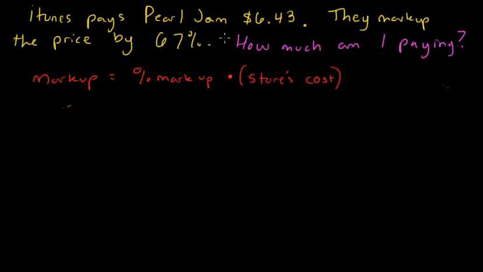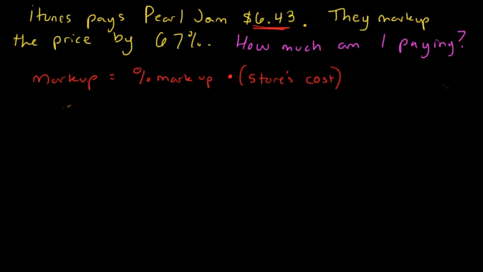And that kind of makes sense. You want to find 67% of this amount that they pay for it. They mark up the price by 67%. So they're going to multiply this number, $6.43, times 0.67, 67%, and they're going to add that to the final cost. And I'll talk about that in a second.